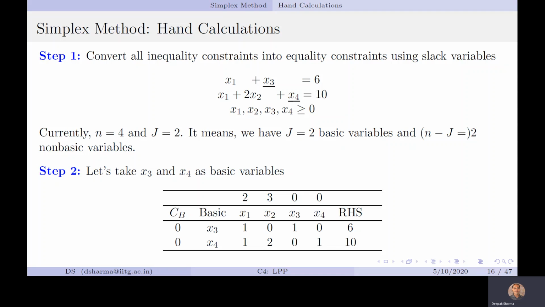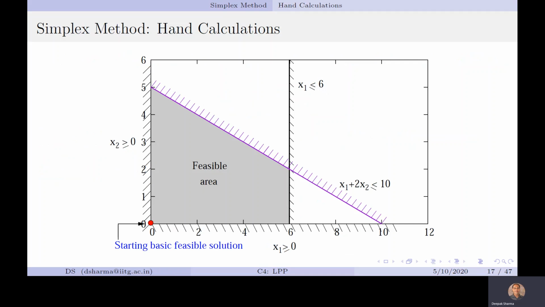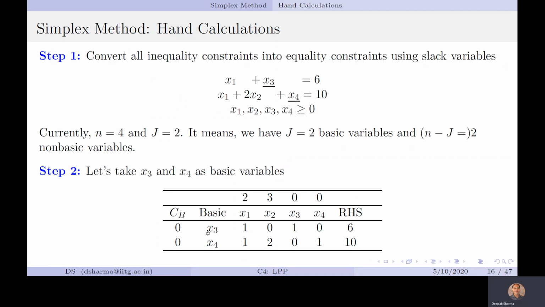Now since we have made this initial simplex table, let us see what this solution is. You know that in the current iteration, x3 and x4 are basic and x1 and x2 are non-basic. Let me repeat again. From this particular table, we know that x3 and x4 are basic variables and x1 and x2 are non-basic variables. And non-basic variables are always 0, that we know.